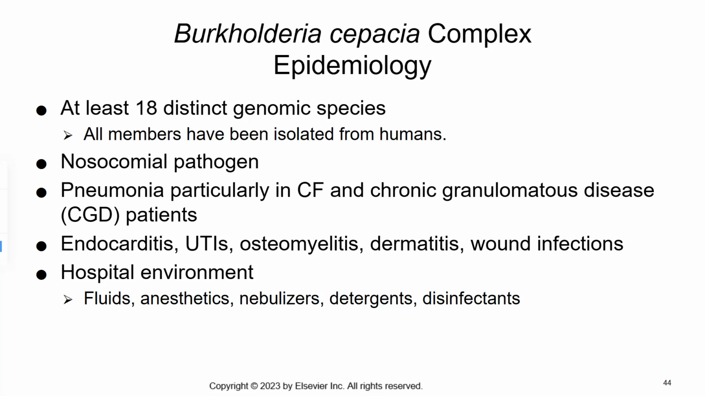Burkholderia cepacia. At least 18 distinct genomic species. They are nosocomial pathogens, again found in healthcare. Pneumonia, particularly in CF and chronic granulomatous disease. CF is cystic fibrosis. Also endocarditis, UTIs, osteomyelitis, dermatitis, wound infections; found in the hospital environment: fluids, anesthetics, nebulizers, detergents, disinfectants.